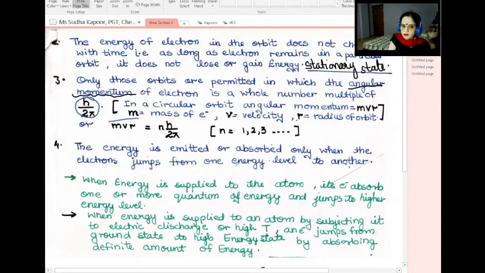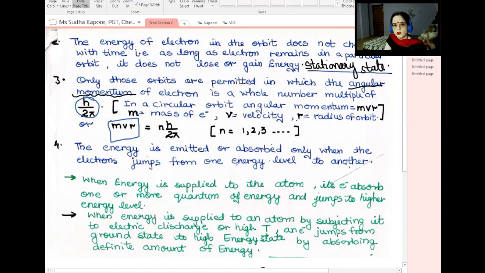The angular momentum is mvr. We know that the linear momentum is m into v. But when we talk about the momentum in a circular path, it is considered as mvr, where m is the mass of the electron, v is the velocity, and r is the radius of the orbit we are talking about. And n is the integer that multiplies h upon 2 pi.